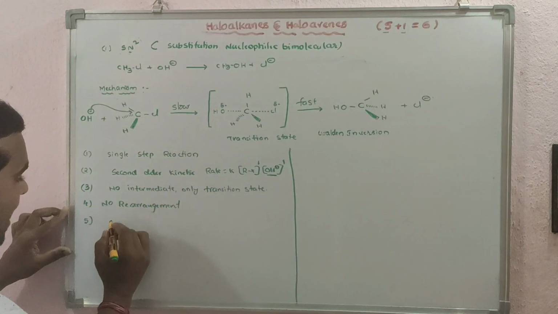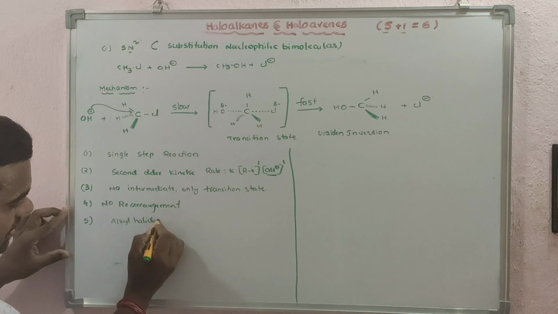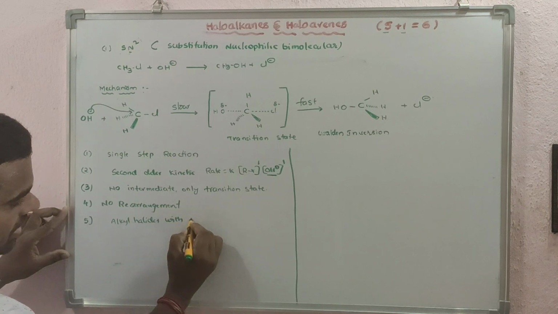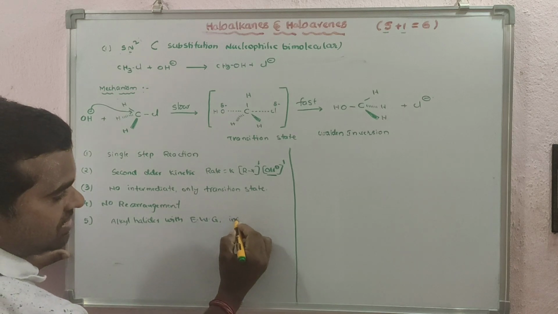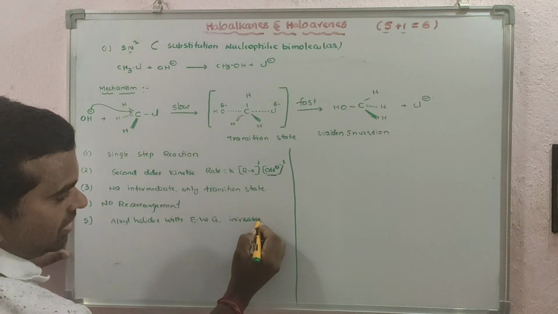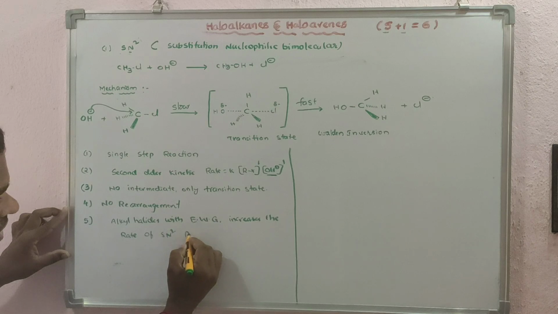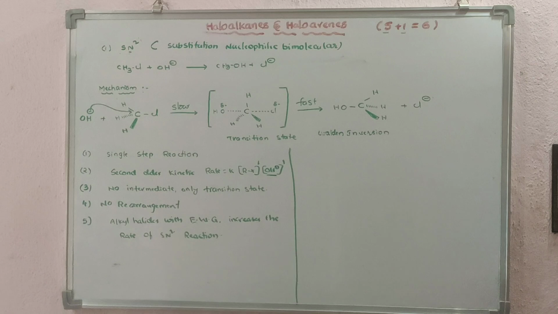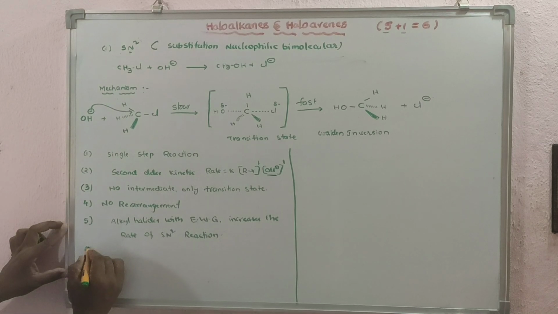Means alkyl halides with electron withdrawing group increase the rate of SN2 reaction. It increases the rate of SN2 reaction. So I will give a simple example in this one, and later I will discuss what that example is.